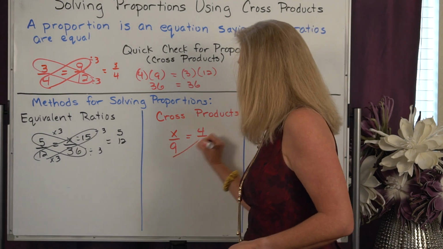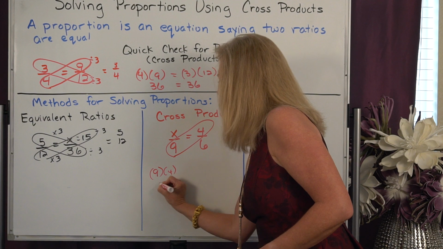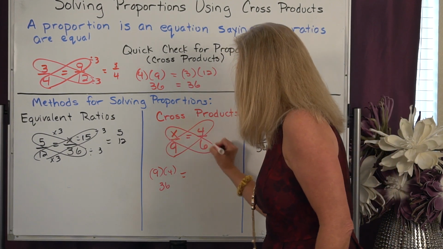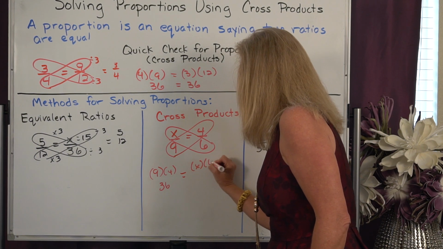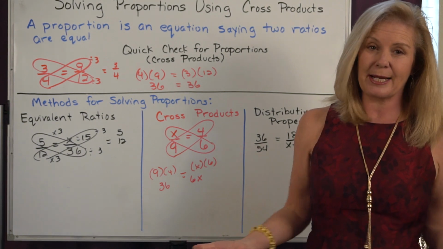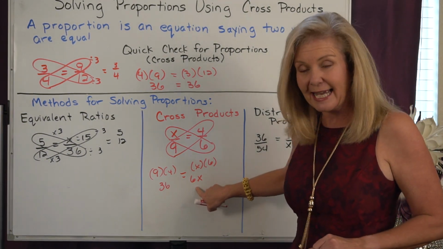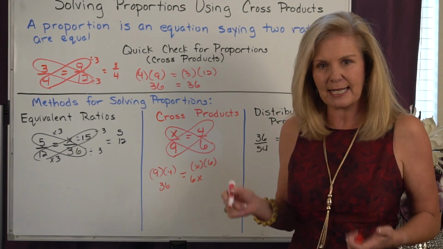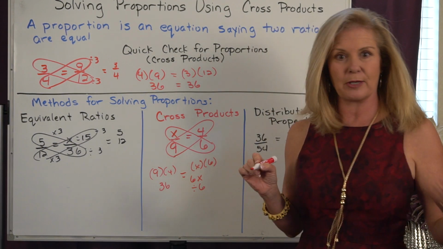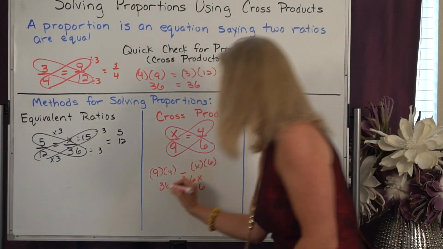You can set up that cross product. So I'm going to multiply 9 times 4 and I know I get 36. And then I'm going to multiply x times 6 and I get 6x. Now this simply sets up an equation for me, and it's an easy one-step equation. I need to get x by itself, but it has this times 6. So how do I get rid of times 6? I divide by 6. But if I do it on one side, I have to do it on the other because we have to keep the balance.